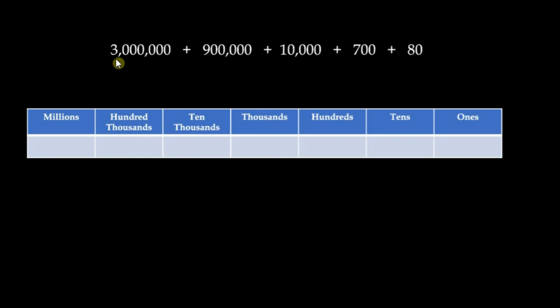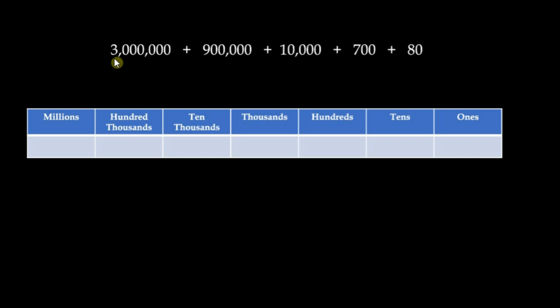We have the expanded form of a number which is 3 million plus 900,000 plus 10,000 plus 700 plus 80. Again, we will express the expanded form of this number differently just as we did in the previous example. I would encourage you to write the standard form of this number by pausing this video.